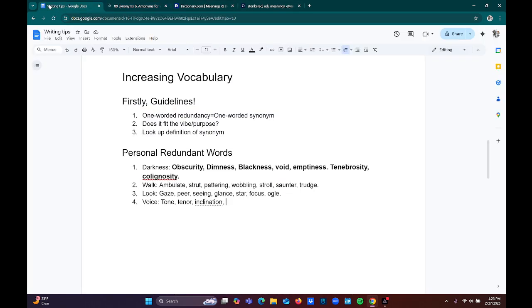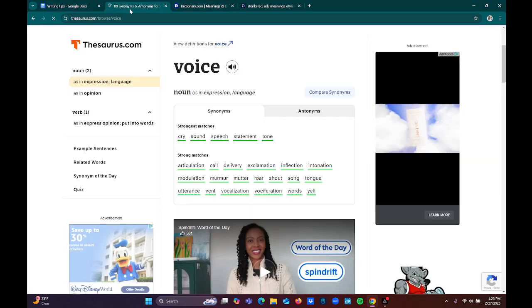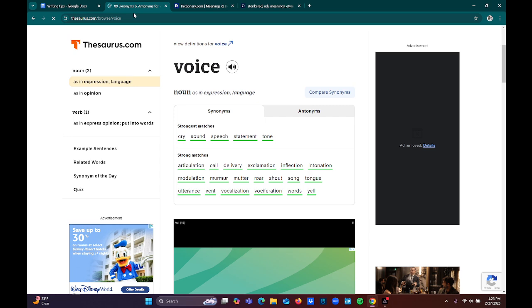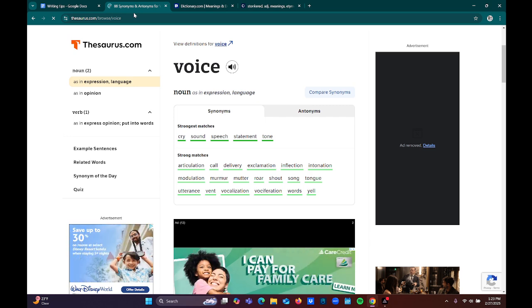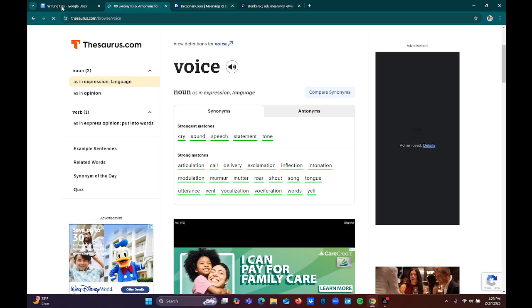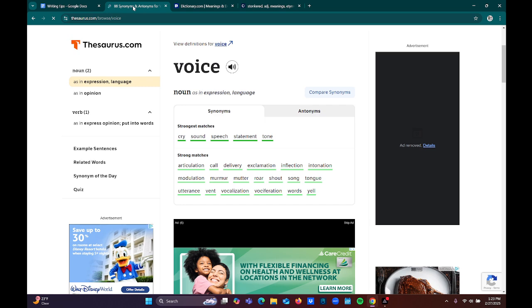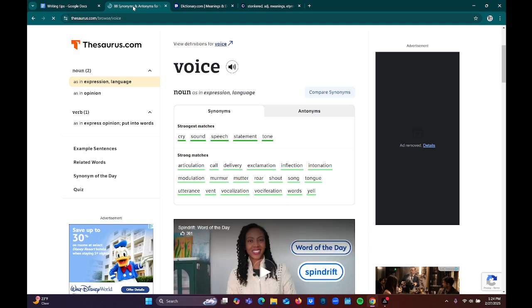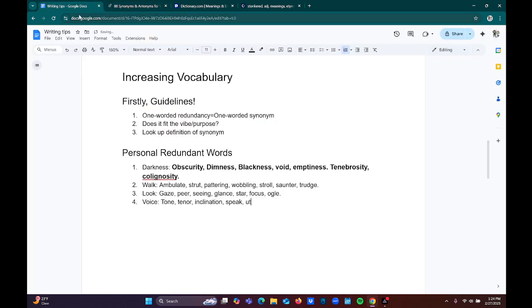Oh, I just remembered. Speak. That's one way. Tribulation, call, delivery. Tone. I use tone. Utterance might be good. Keep in a back pocket. But yeah, so now we have a little personal thesaurus.